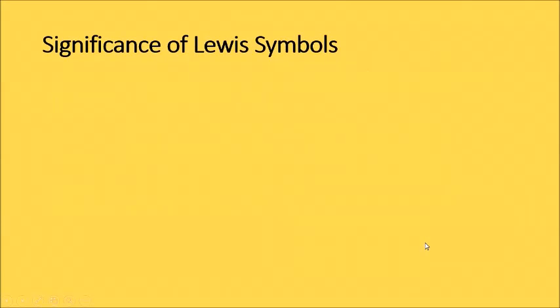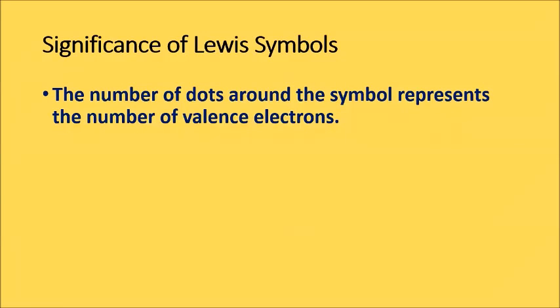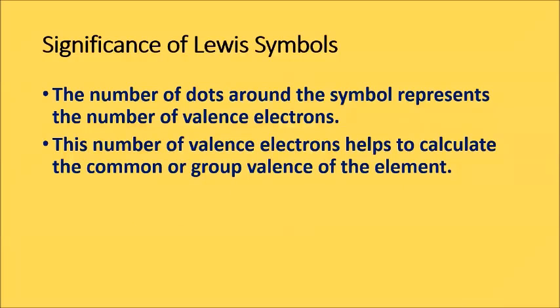Now let's see the significance of these Lewis symbols. The number of dots around this symbol represents the number of valence electrons. When we have lithium with one dot, we can understand how many valence electrons are in that atom, only one. Same way, we can calculate the group valence of the element. What is the valence of the group? Valence of group is, for lithium, 1. Valence is plus 1. That's why 1 is the group valence.